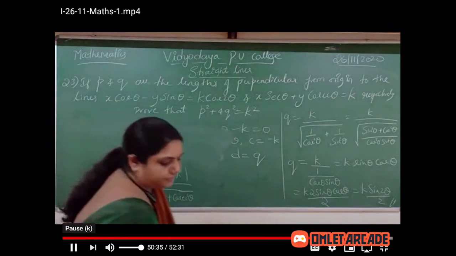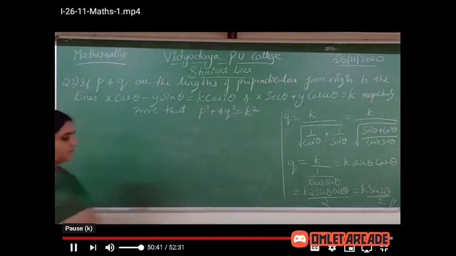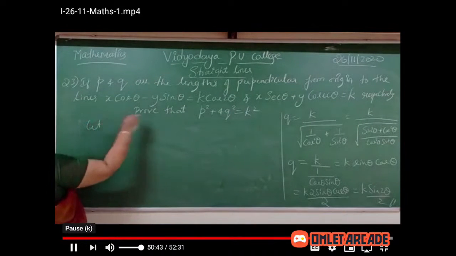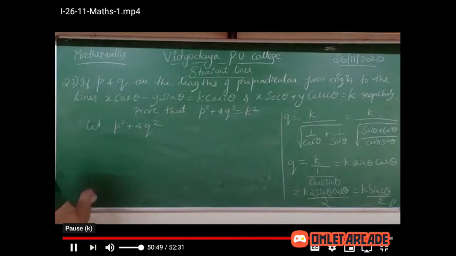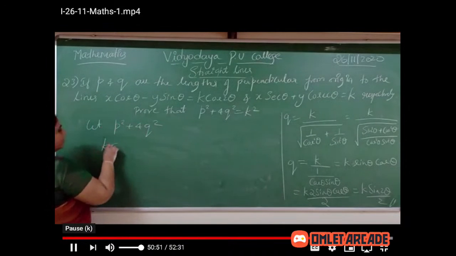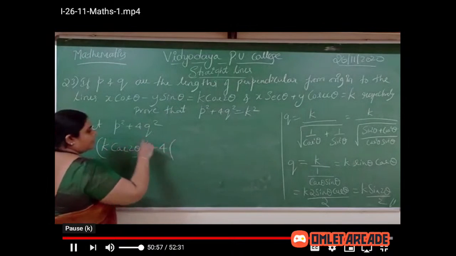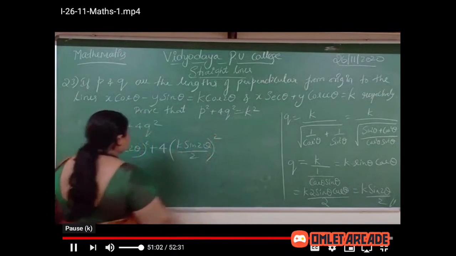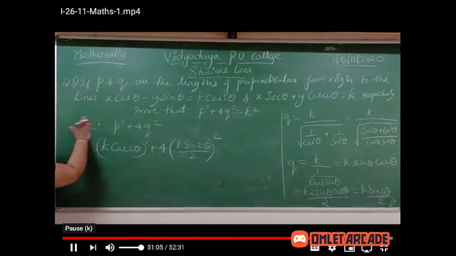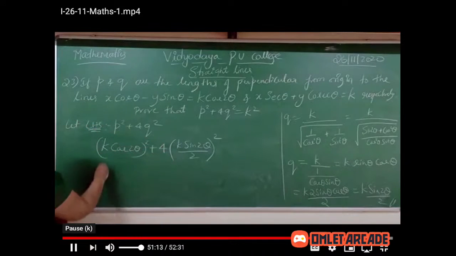Now let me take both P and Q values. For that, let me take the LHS of the equation, what you need to prove. So you have the P value. The P value is what? It is actually (K cos 2 theta) whole square plus 4 into the Q value, what we have? (K sin 2 theta divided by 2) whole square. I considered the LHS. I substituted the P and Q values. See, let me simplify this.